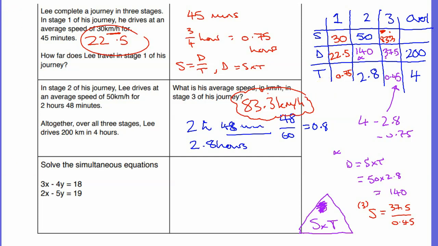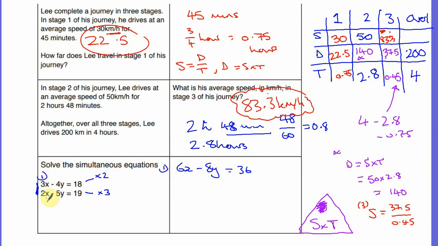Okay, final question. Simultaneous equations. We want to get some of the coefficients to be the same. I think we can get these ones to be the same. So I'm going to multiply this equation by 2 and this equation by 3. That is going to get us 6x for both. So I'll do them over here. So that will be 6x minus 8y equals 36, times all these 3 terms by 2, like I said I would. And that's equation 1 again.